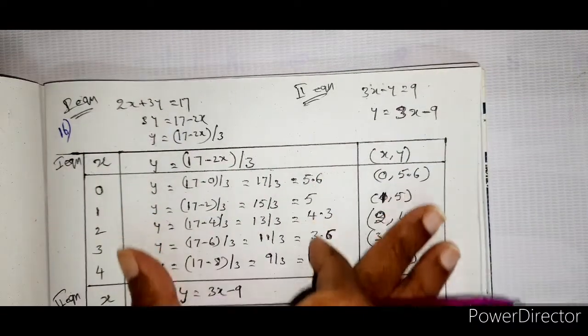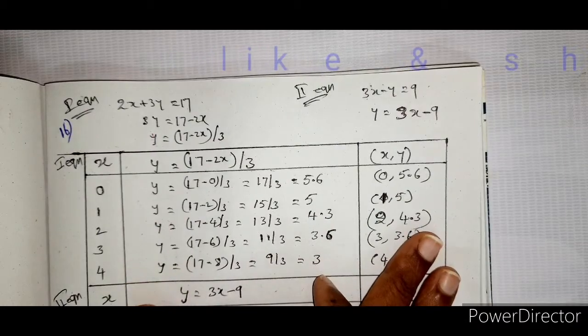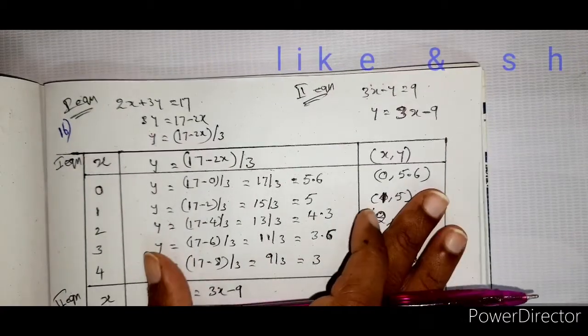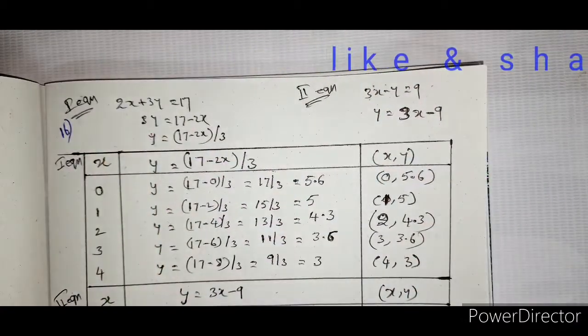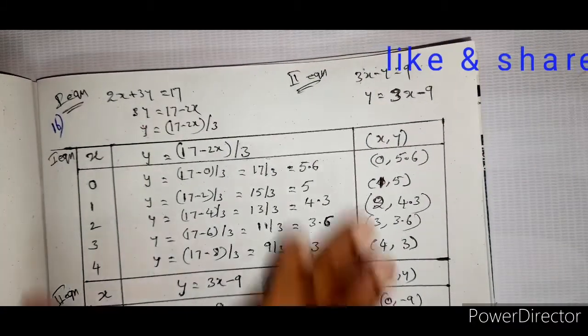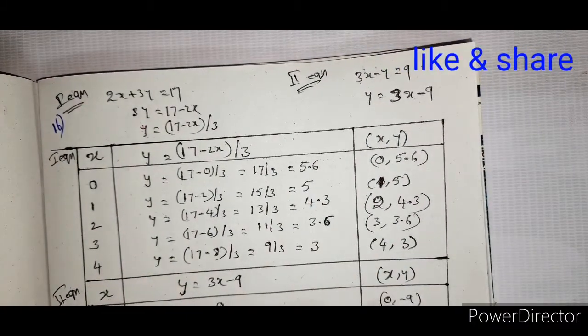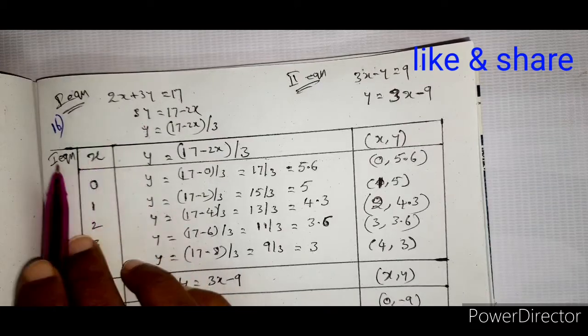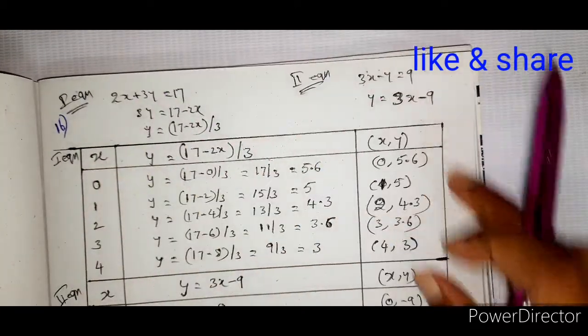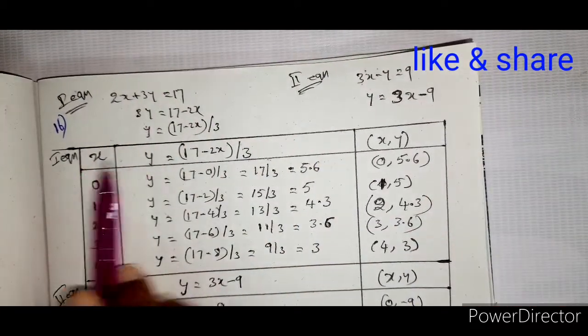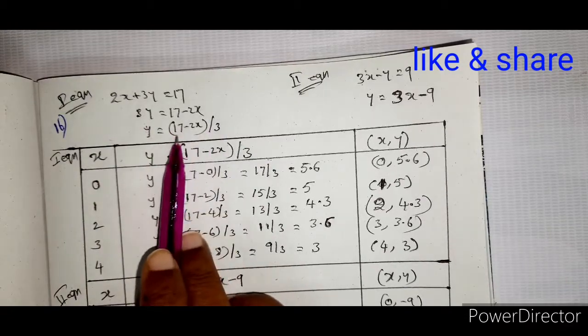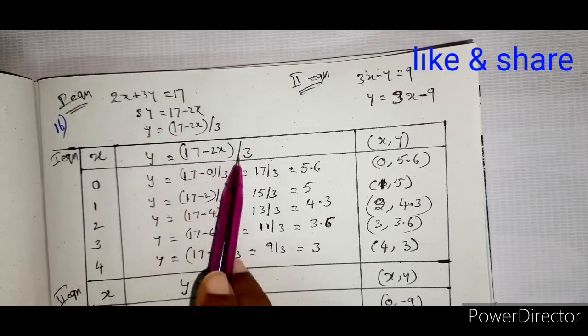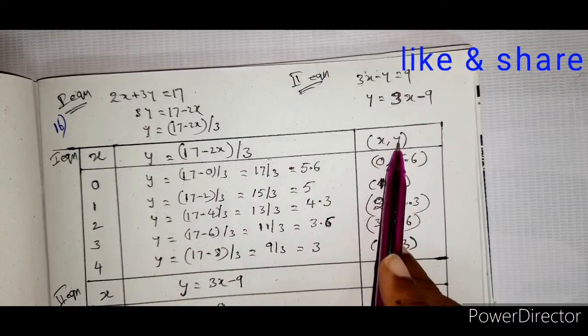Now how to write it in the table? In polynomials also we have seen this, and even now in linear equations, I wanted to discuss the complete problem and show you how to write and present everything. So for the first equation, make a table of values of x and y, where y is equal to 17 minus 2x whole by 3, and then the point x comma y.